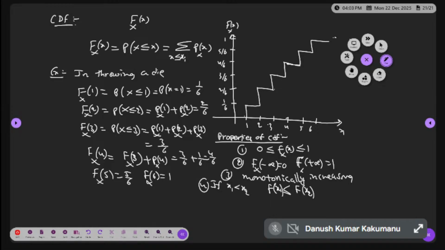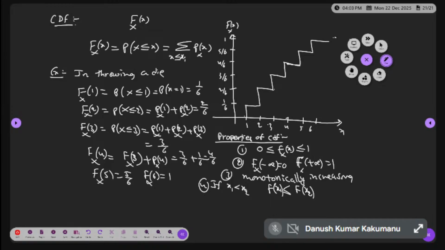In terms of calculus language, sudden jumps are all discontinuous. Sudden jumps are discrete, and in between they are all continuous. What is the nature of this graph here? Mixed nature. The PMF is discrete, and this graph is mixed nature. How many properties are there? 5 properties, all very important for the CDF. That completes the CDF and PMF introduction.